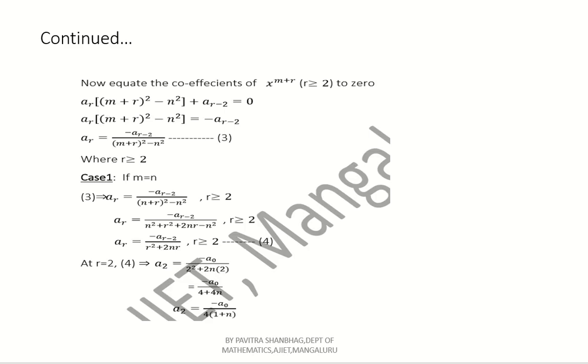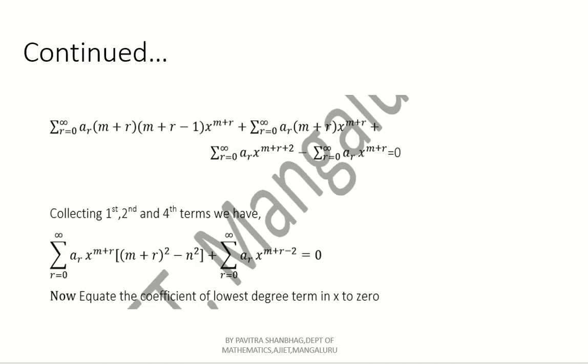similarly, if you equate the coefficient of x power m plus r to 0, then what will we get? What is x power m plus r? When will we get x power m plus r? Look here, we have to write the same, right? X power m plus r means the same: a r. What is the coefficient of x power m plus r? A r into (m plus r) whole square minus n square. This only we have to write. But here it is not the case.